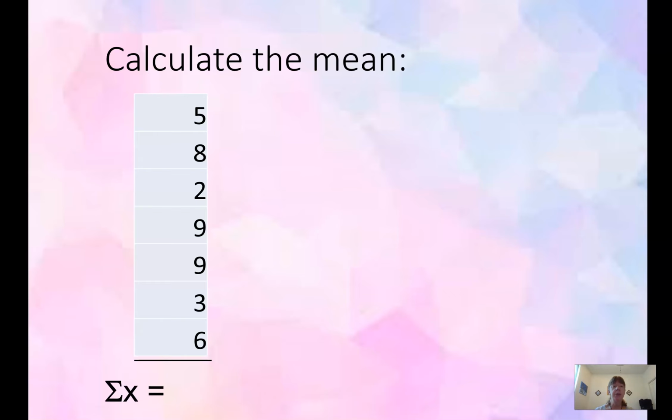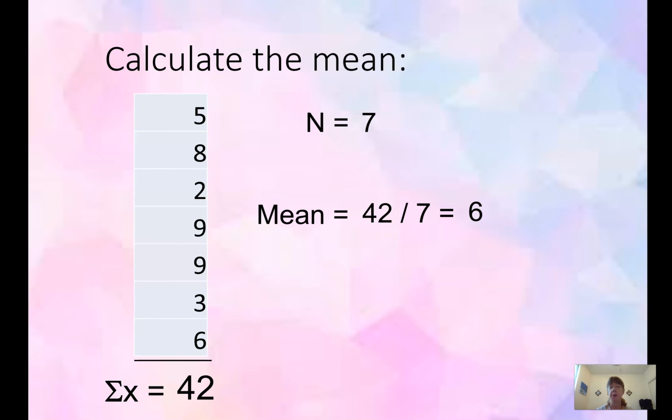But the first thing you do is you add up all the scores. That's what this means, sum of x. Each of these scores is an x, and you add them all up. So if I add up all these numbers, I get 42. Okay. Then you want to divide by the number of observations that you have, and you can see I have 1, 2, 3, 4, 5, 6, 7 observations. So n is the number of observations, which is 7. So the mean is 42 divided by 7, which is 6. So it's very simple.